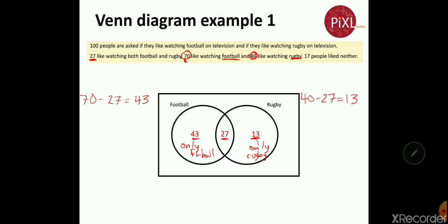All right, we're not quite done yet. It says 17 people liked neither. So it's still in our whole universe of things that we're talking about, but it's outside both of the circles. So that's where that 17 came from. All right, let's look at another example.